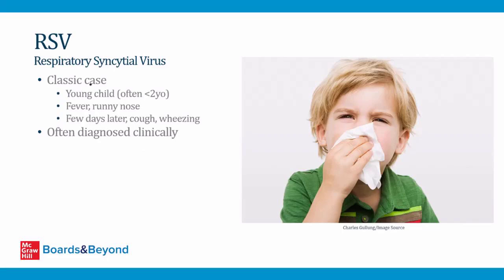So the classic case of RSV infection is going to be a young child, often less than 2 years of age. They initially have a fever and runny nose, and then a few days later, they start to cough and develop wheezing. And this is such a common infection in young children that it's often diagnosed clinically without any specific diagnostic testing done to identify the RSV virus.